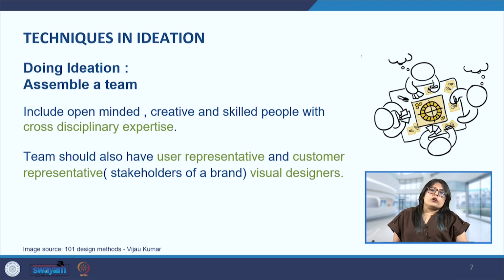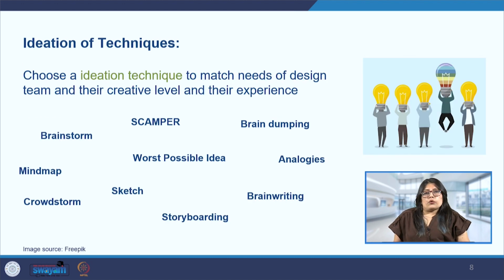The team broadly should have representation from the user group, from the customer group, and also the visual designers. When the designer is sitting with these groups, it also helps during the brainstorming session to come up with more specific ideas, and we can expect more of those light bulb moments to come along. There are various techniques available to the designer to come up with ideation. We can see some of them here on the screen, and depending on the problem, the designer can choose which technique will work best.